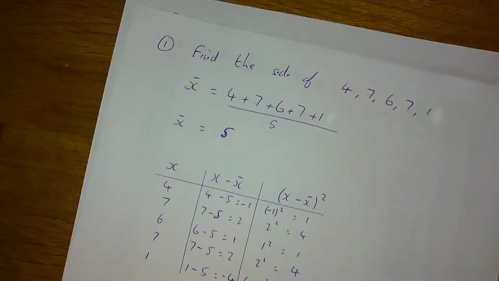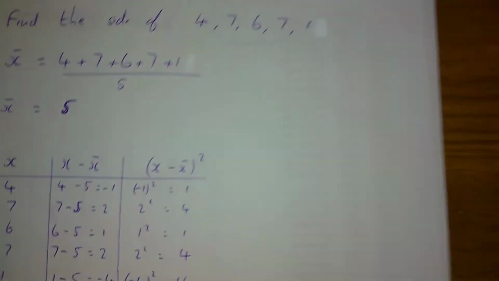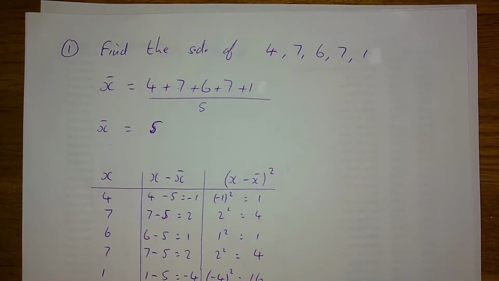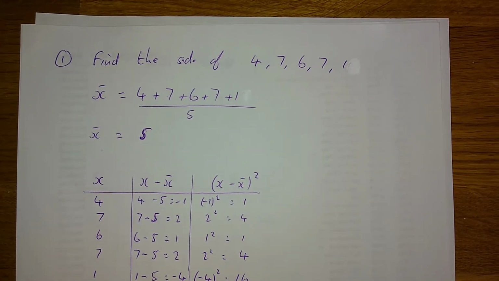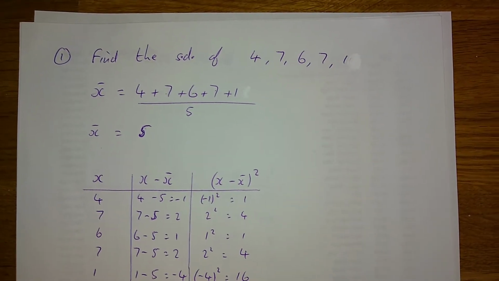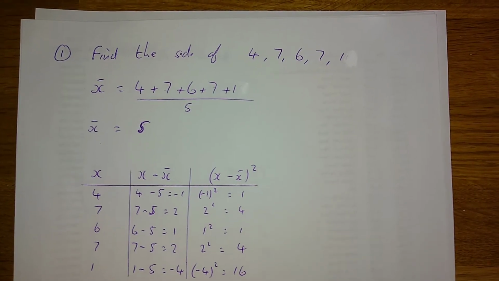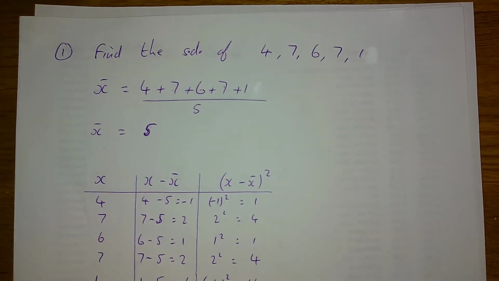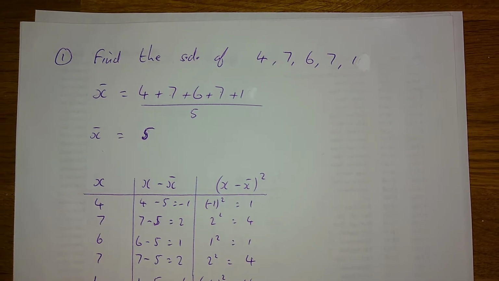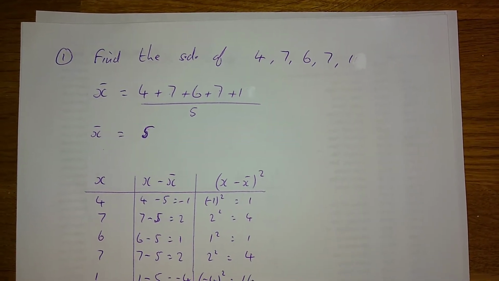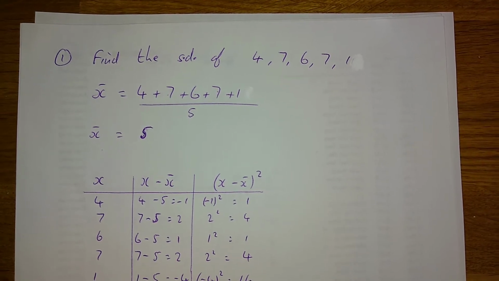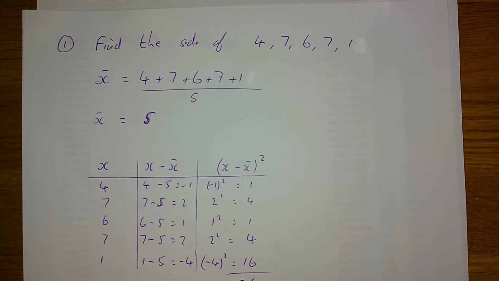So let's have a look at a couple of examples. Find the standard deviation, or the SD, of 4, 7, 6, 7 and 1. The first thing we need to do is find the mean, which we are now calling x bar. We just add together the 5 numbers we have, 4 add 7 add 6 add 7 add 1, and divide that by 5. The numerator there comes to 25. 25 divided by 5 is just 5.